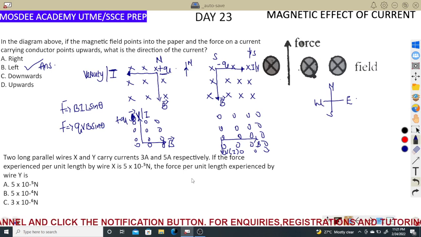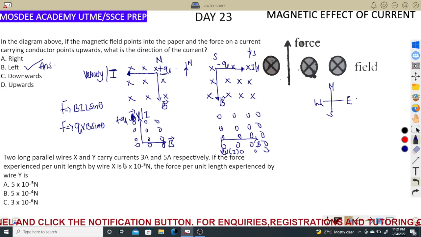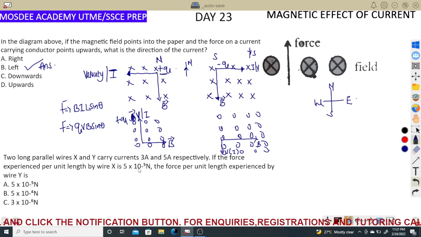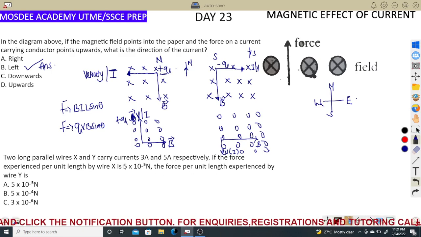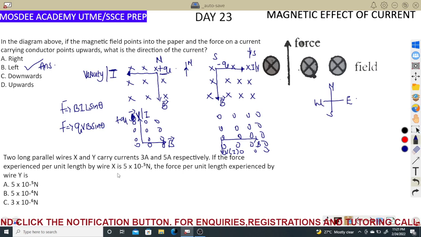The next question. We have two parallel wires, X and Y, carrying currents of 3 amps and 5 amps respectively. If the force experienced per unit length of wire X is 5 times 10 to the minus 5 Newton, the force per unit length experienced by wire Y is what? Wow. We have two wires.